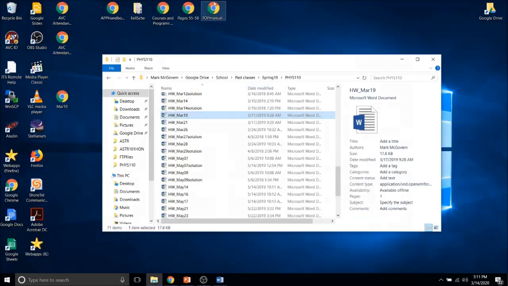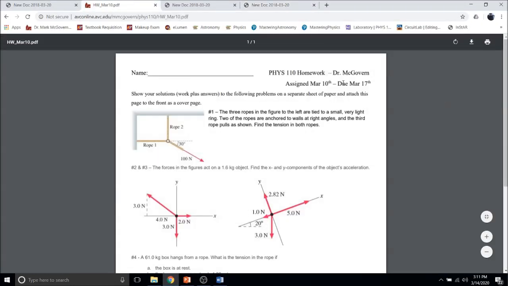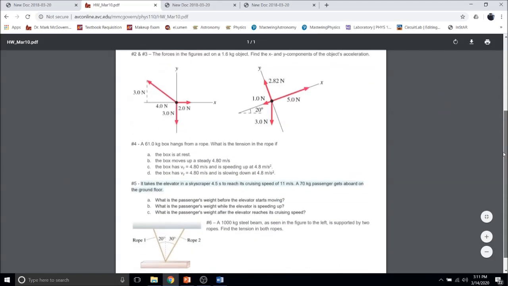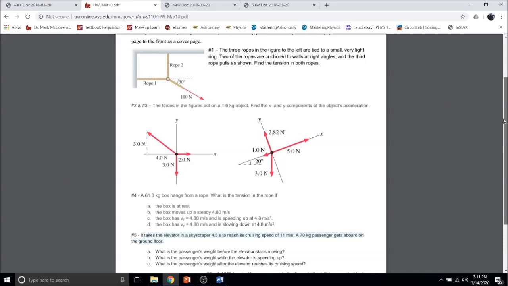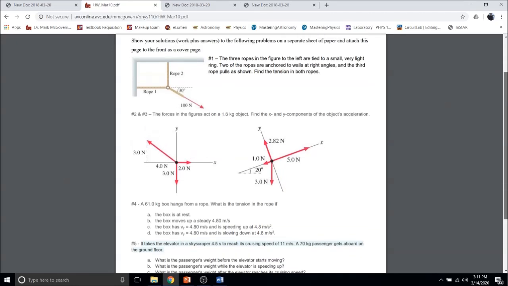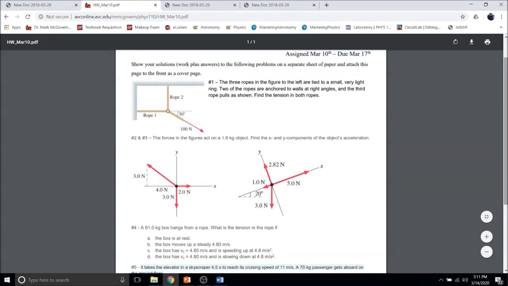What I want to do before this video is over with, I do want to go over the homework. This is the homework that was assigned when we were still on campus. I just want to make sure I go over this and make sure you understand everything that's happening here. Situation number 1 here is a static equilibrium.